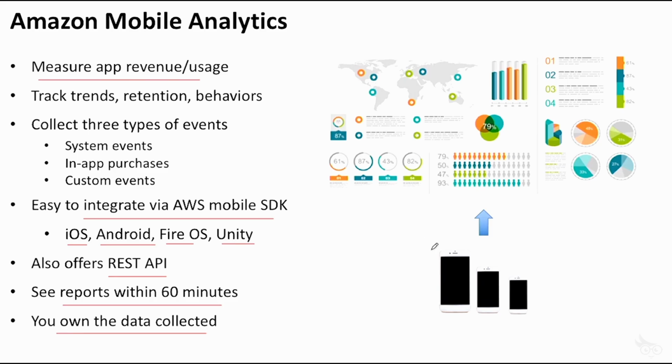Now, technically speaking, the mobile analytics service collects 3 types of events. We have system events such as the app started, the app shut down, things like that. We have in-app purchases as an event, and then we have custom events that we get to define depending on the nature of our application. So again, Amazon Mobile Analytics is a service that makes it really easy to implement analytics into our mobile applications.